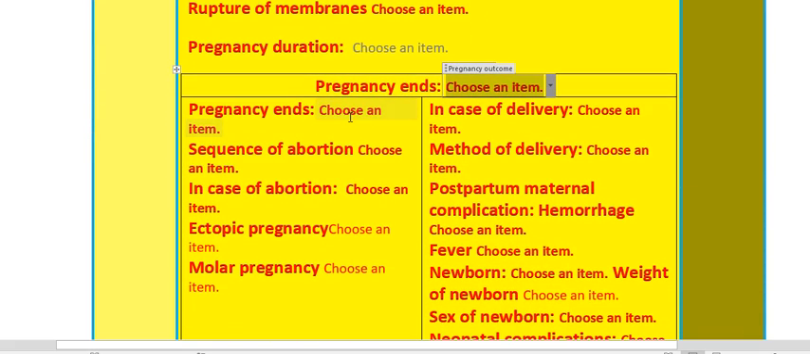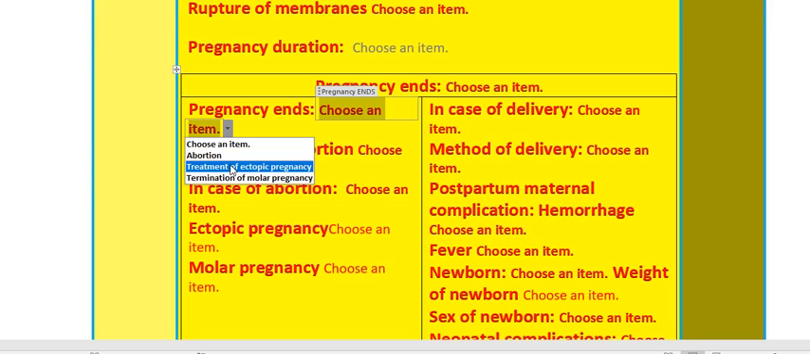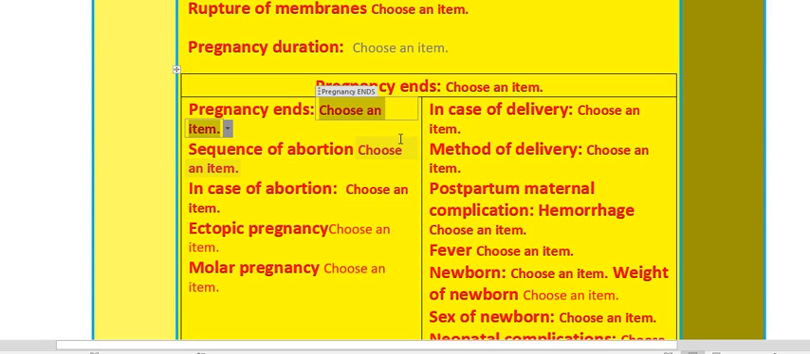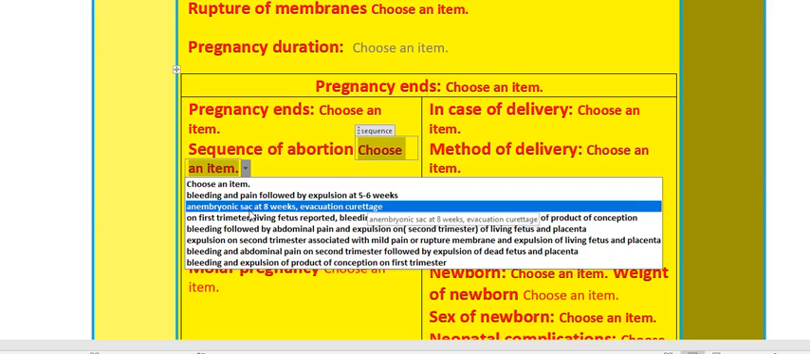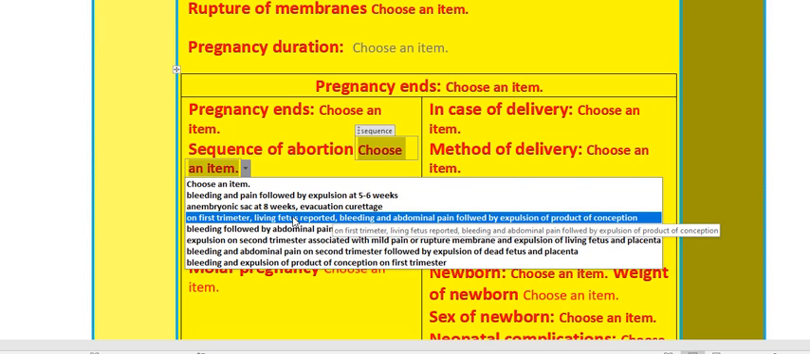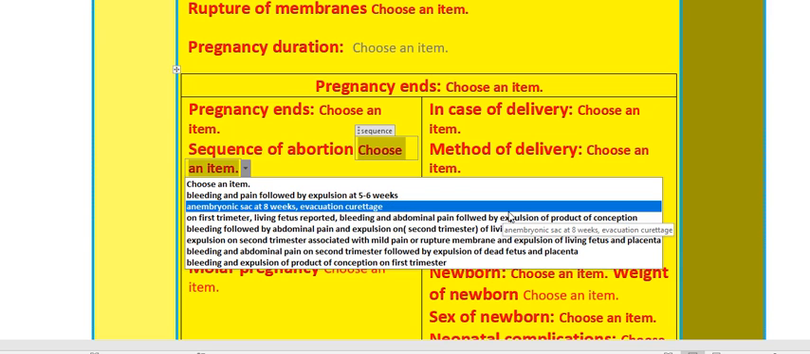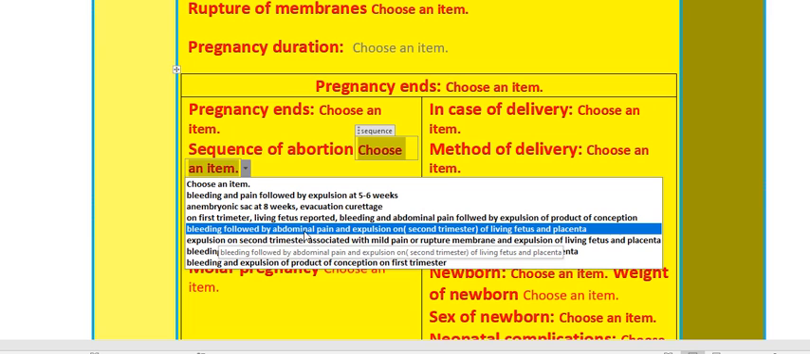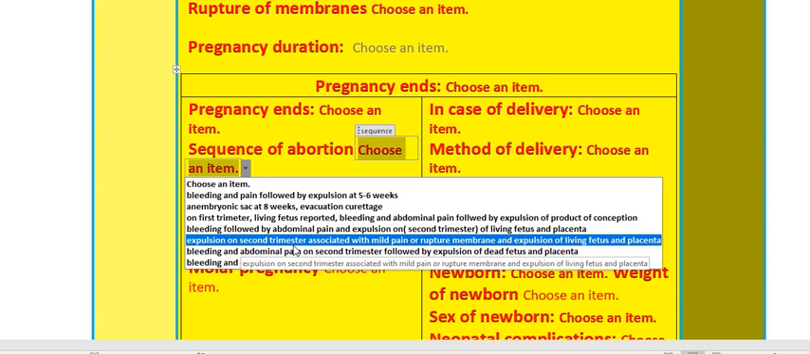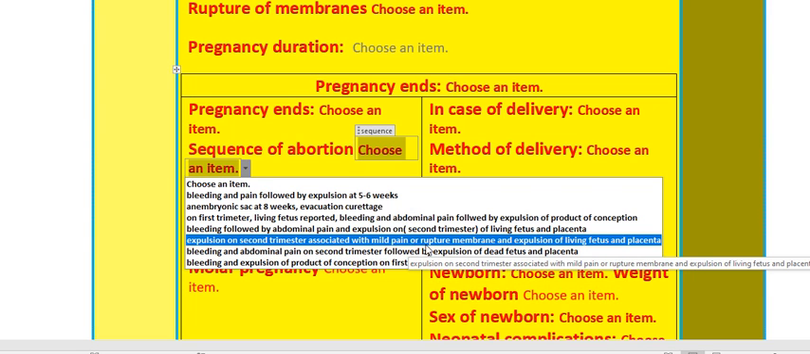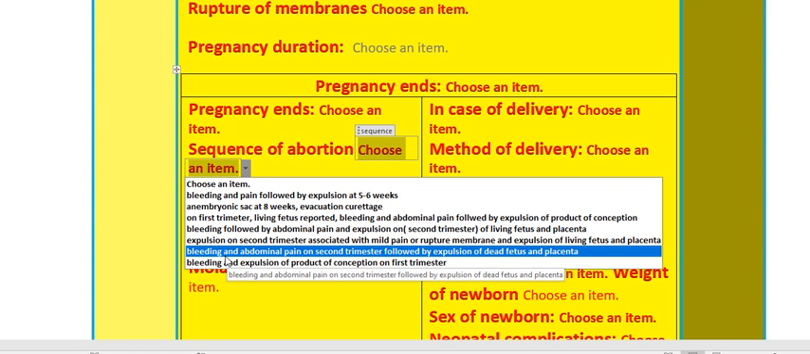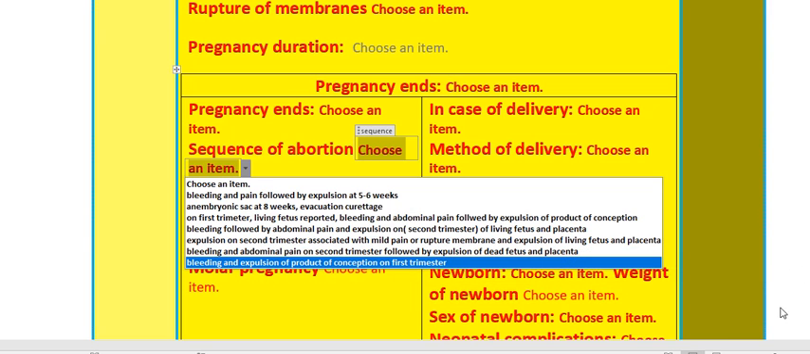In case the pregnancy ends early, maybe abortion or ectopic pregnancy or molar pregnancy. In case of abortions, how is the sequence? She has bleeding, pain followed by expulsion, an embryonic sac and evacuation curettage of living fetus supporting, bleeding abdominal pain followed by expulsion of products of conception, or bleeding followed by abdominal pain and expulsion in the second trimester of fetus and placenta, expulsion in the second trimester associated with abdominal pain and rupture of membrane, expulsion of living fetus and placenta, or bleeding and abdominal pain in the second trimester followed by expulsion of dead fetus and placenta, or bleeding and expulsion of products of conception in the first trimester.